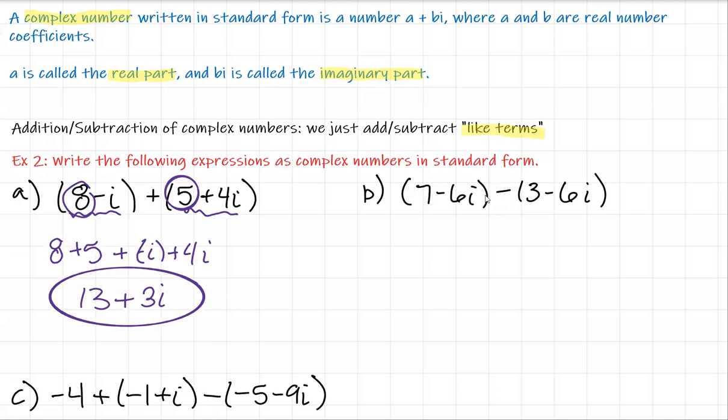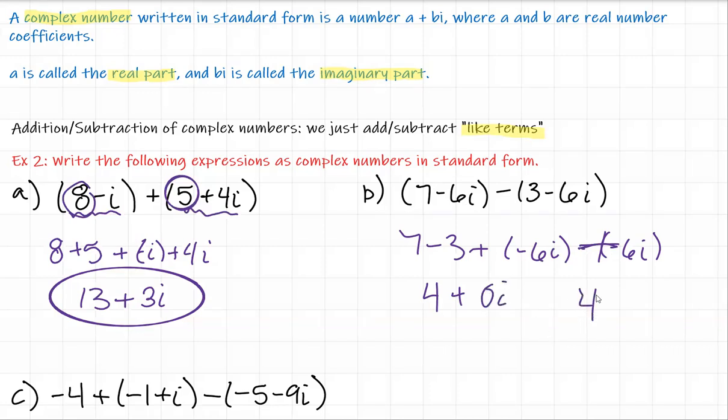Now let's try part B. Same kind of idea, now we're subtracting. So 7 minus 3, and then -6i minus -6i, so plus -6i minus -6i. 7 minus 3, we know that's 4, plus whatever we get from -6i minus -6i. Well, this is just plus. -6i plus 6i, that's 0i. So then our answer to this is just 4.